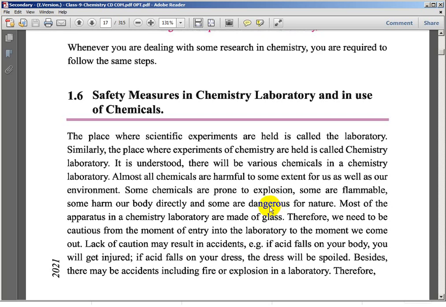Some are environmental hazards, harmful to soil and dangerous for nature.